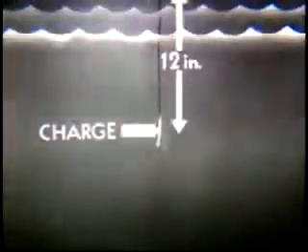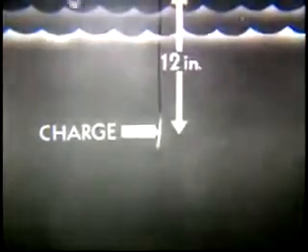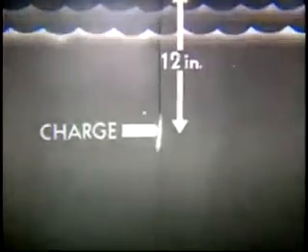Here, a number 8 electric blasting cap is exploded 12 inches below the water surface. The total depth of the water is 6 feet. Note that each succeeding pulse decreases in amplitude and duration. The depth below the surface is increased to 24 inches.